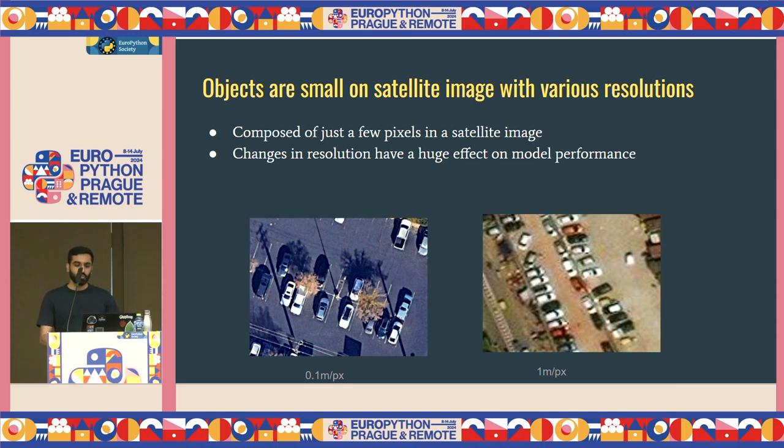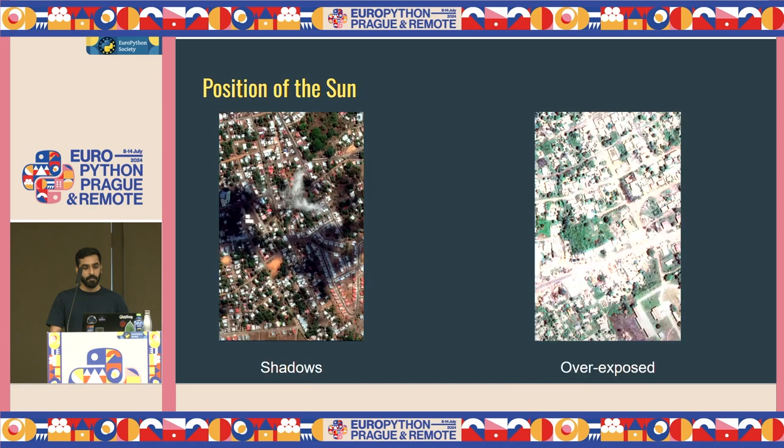So objects are quite small in satellite images, and they are composed of just a few pixels. So if a model is trained on low resolution images, it won't perform well on high resolution, or vice versa. So a change in resolution affects the performance of the model hugely.